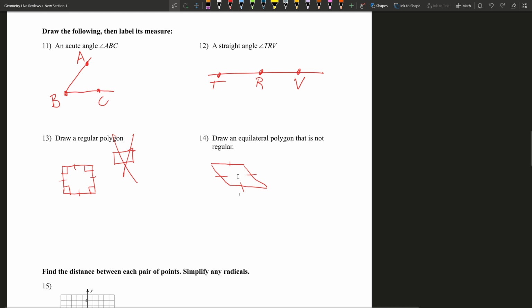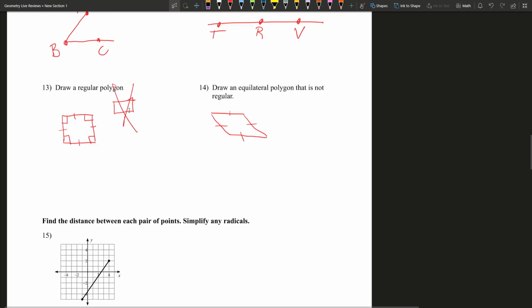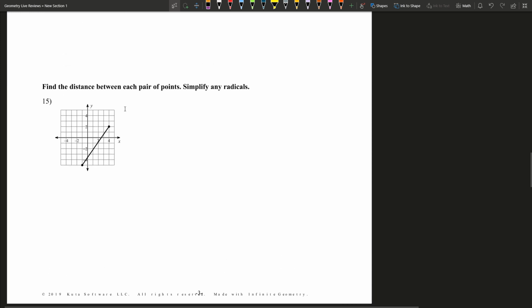Questions on 11 to 14. All right. Number 15, distance between each pair of points. Yes, you have to put 3 points when you draw an angle because that's how you identify angles.